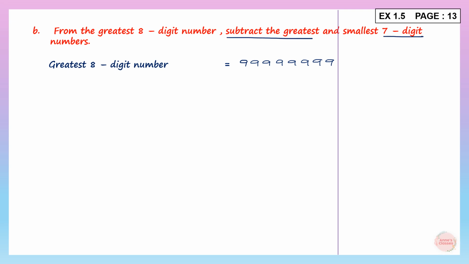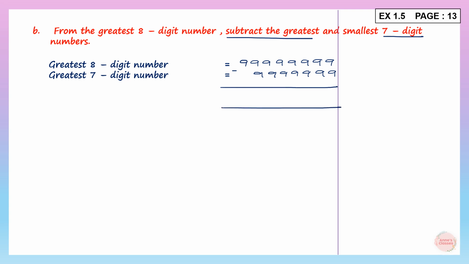Now the greatest 7-digit number will have 7 nines. So here let's put it in the right places. Remember this is an 8-digit number, so leave out this one digit under that and then write 7 nines from here. So let's begin now. 1, 2, 3, 4, 5, 6 and 7. Now let's subtract these.